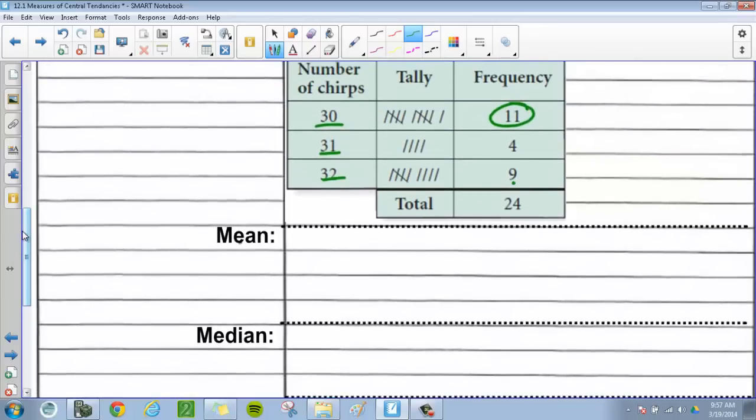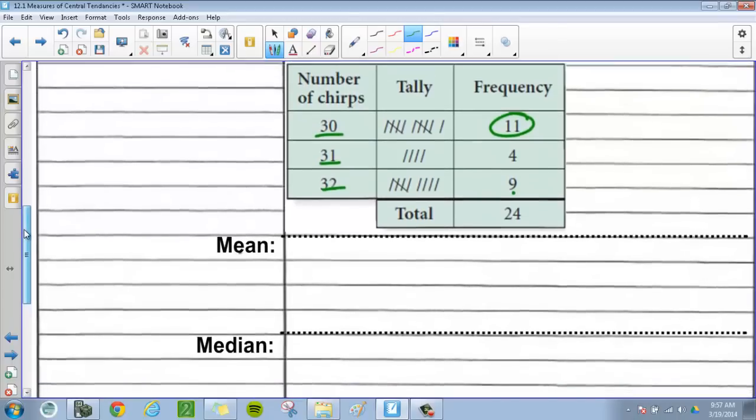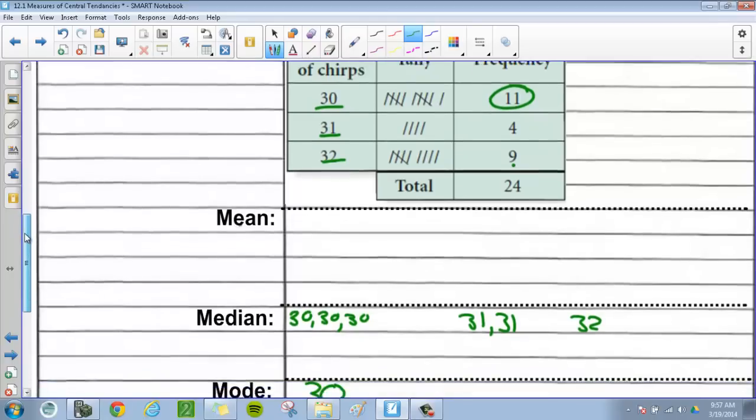Next thing we need to know, I think the next hardest one to find, is the median. Now, you can almost estimate it by looking at this. Remember, to do the median, you had to line up these numbers in order from least to greatest. So if I wanted to do that the way I told you before, I'd have to put 30 down 11 times, right? And then once I put it down 11 times, I have to put 31 down 4 times. And then once I do that, I have to put 32 down and start working my way from the inside out. But let's just look at this table and see if we can figure it out a little bit more closely.